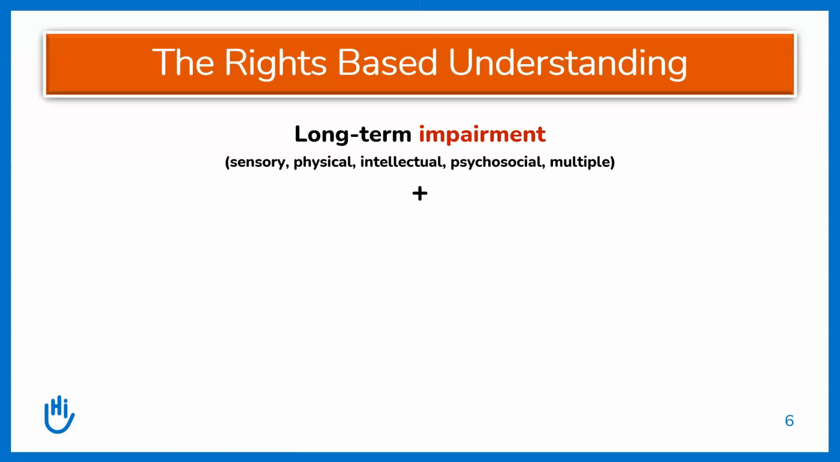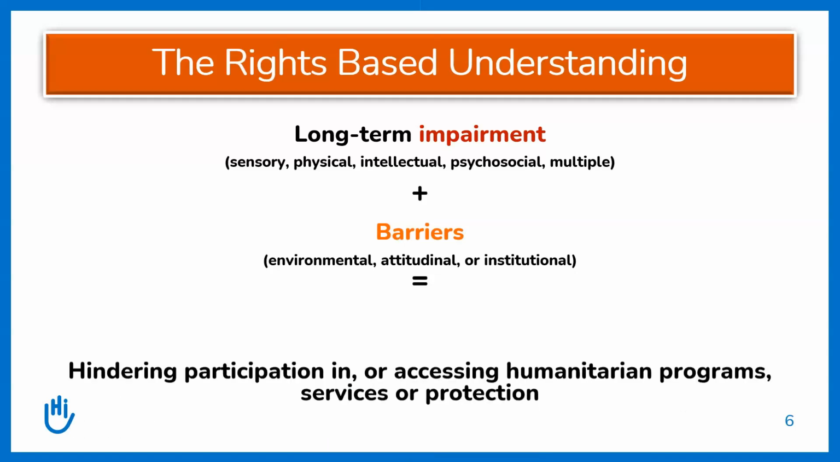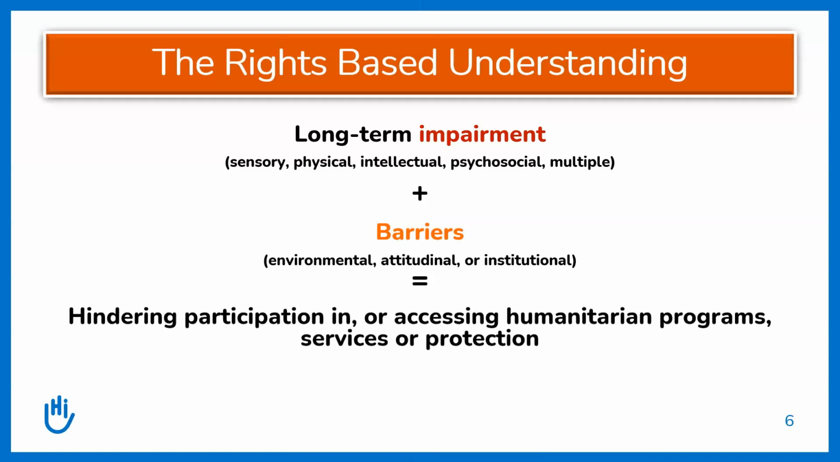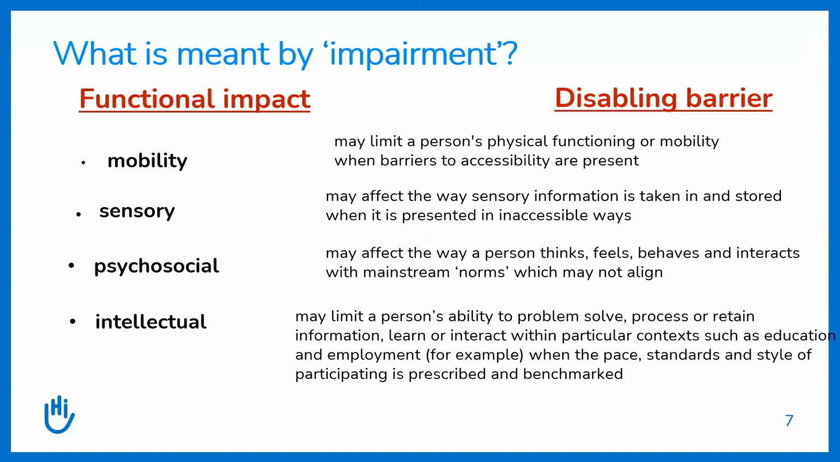So it can be multiple, plus the barriers that I talked about. These barriers could be environmental, attitudinal, or institutional, which results in hindering participation or accessing humanitarian programs, services, or protection, resulting in disability. So when we talk about the impact of loss of function, like mobility, it may limit a person from physical functioning or mobility when barriers to accessibility are present.